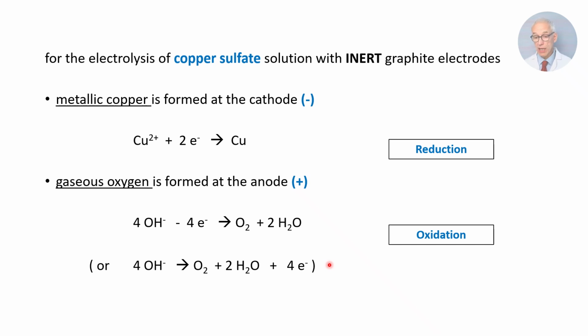The reason I have given you minus 4 electrons in the equations on electrolysis so far is to emphasize that oxidation is loss of electrons. However, 4 hydroxides forming oxygen and 2 waters and 4 electrons is another way of expressing that loss of electrons.